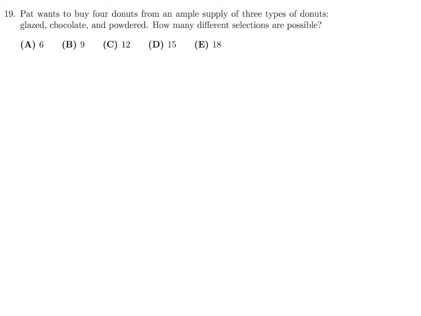Pat wants to buy 4 donuts from an ample supply of 3 types of donuts: glazed, chocolate, and powdered. How many different selections are possible? All right, so we'll make a little table. We have glazed, chocolate, and powdered. And the criteria is that the glazed donuts and the chocolate donuts and the powdered donuts must equal 4, because Pat is going to buy 4 donuts.